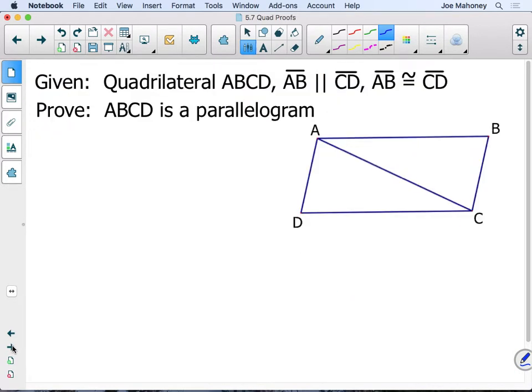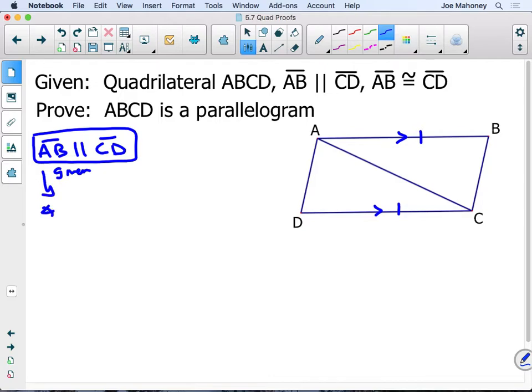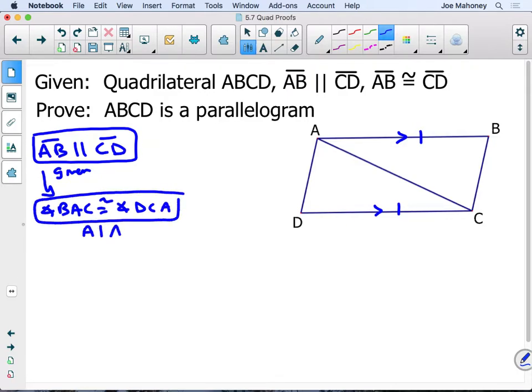So I know that AB is parallel to CD. So I'm thinking now parallel lines, alternate interior angles. I know AB is congruent to CD. So that's not too bad. So I'm going to get a side and an angle. You see the shared side in there? So if AB is parallel to CD, if that's given, then what I'm going to say is that angle BAC is congruent to angle DCA by AIA. Hey, we've seen that three times today, that these two angles are congruent because the lines are parallel.